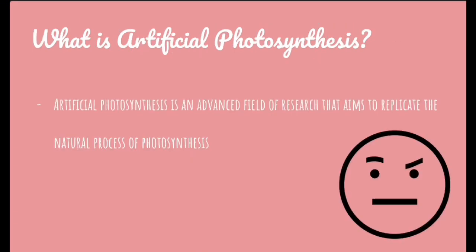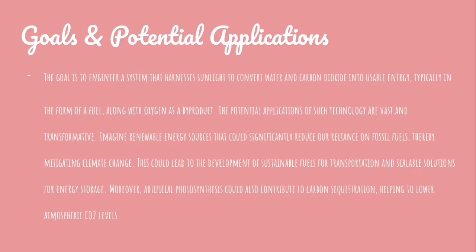Artificial photosynthesis is an advanced field of research that aims to replicate the natural processes of photosynthesis. The goal is to engineer a system that harnesses sunlight to convert water and carbon dioxide into usable energy, typically in the form of a fuel, along with oxygen as a byproduct. The potential applications of such technology are vast and transformative.